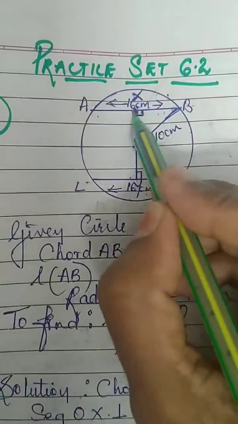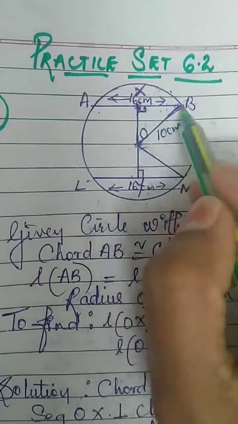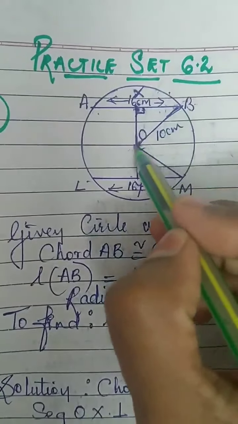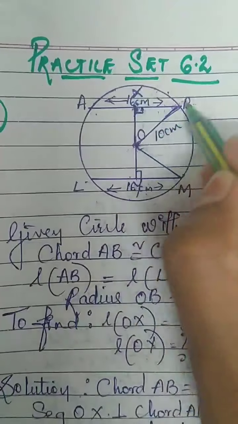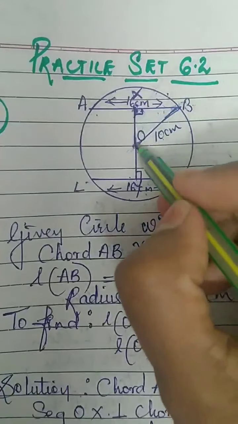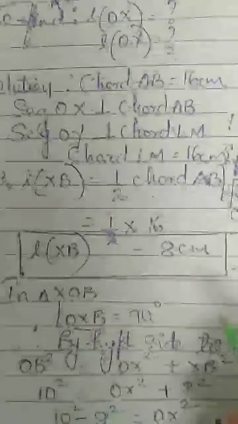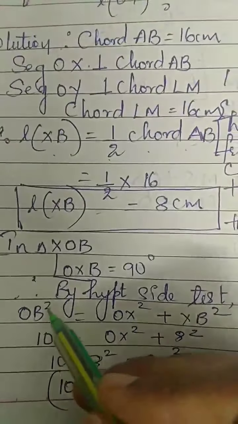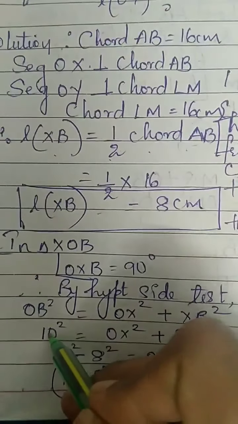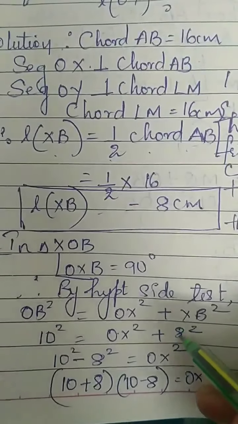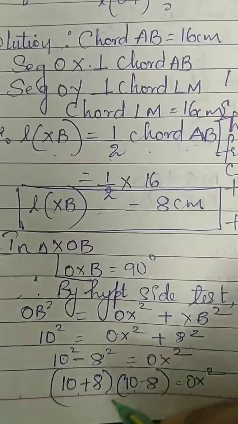Then I took triangle OXB, a 90-degree triangle. We will use the hypotenuse side test. OB square is equal to OX square plus XB square. OB square, 10 square, is equal to OX square, we don't know, plus XB square. So OB square is equal to OX square plus XB square. 10 square is equal to OX square plus 8 square. 10 square minus 8 square is equal to OX square.